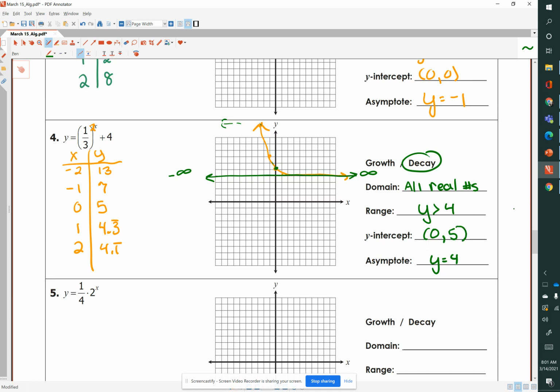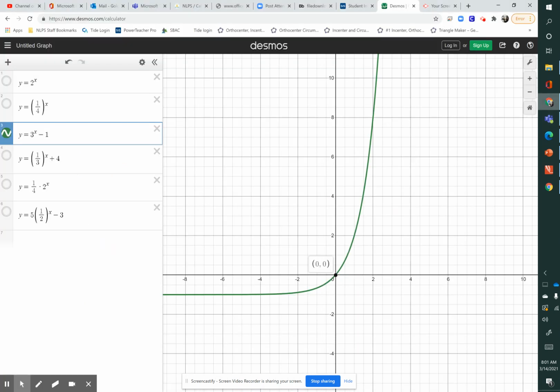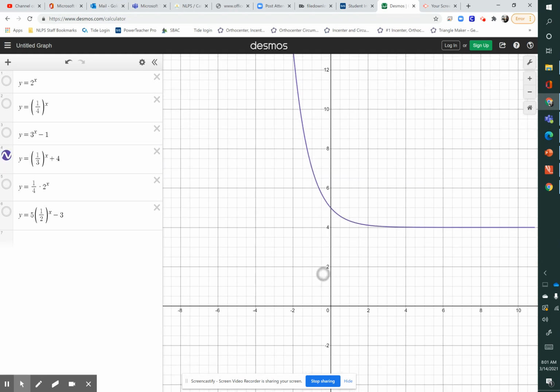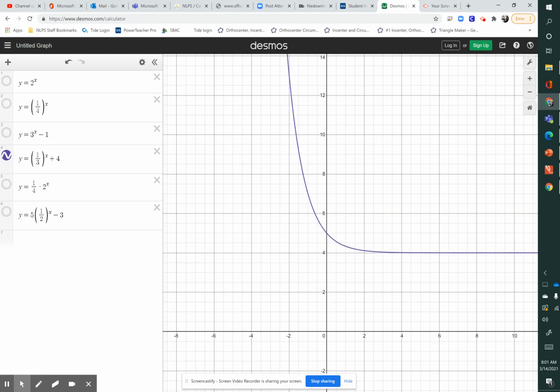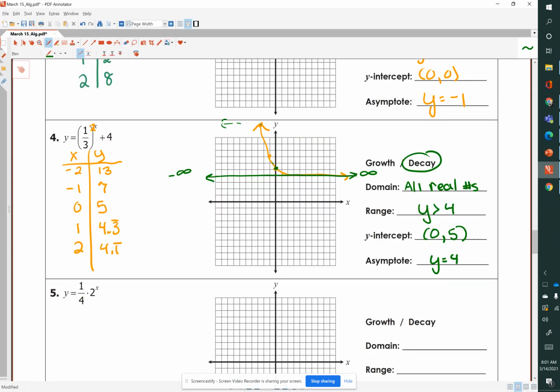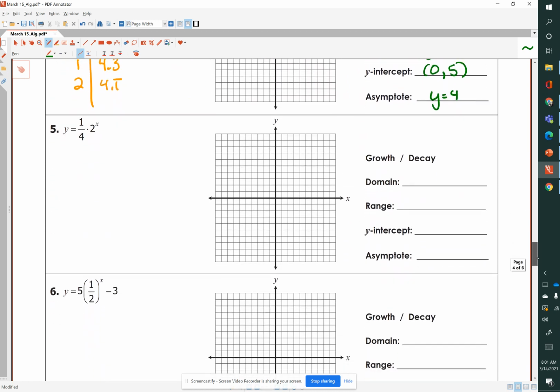So let's take a look at this. And there's our function. There's our y-intercept, 0, 5. And you can see that this function will never cross y equals 4. So let's do a couple more.